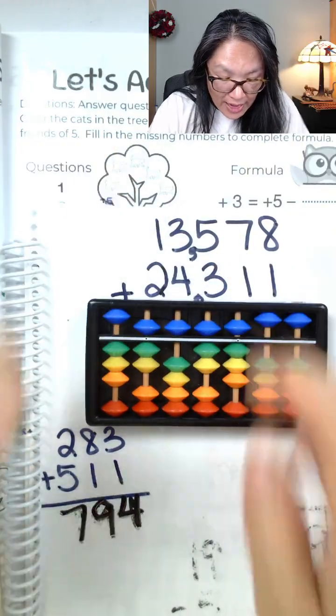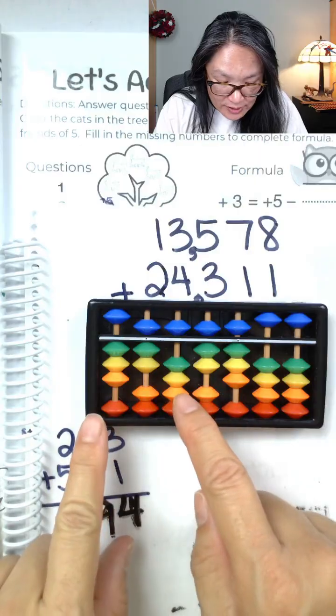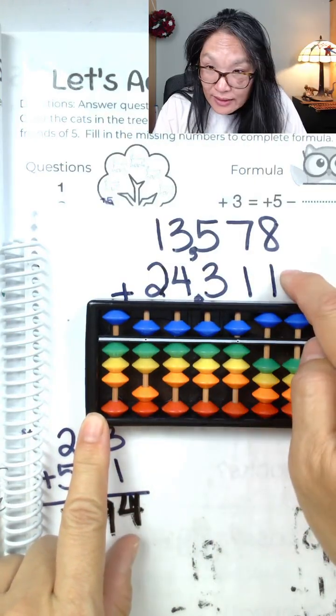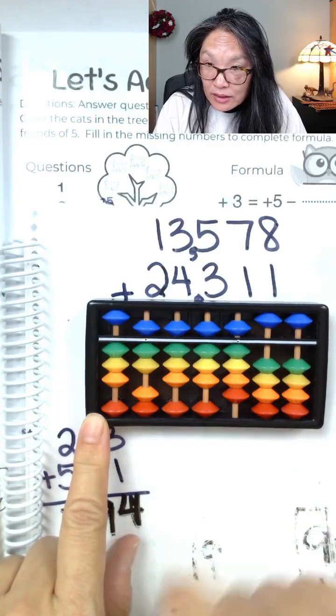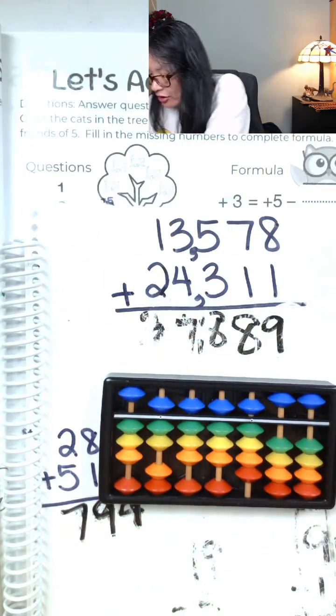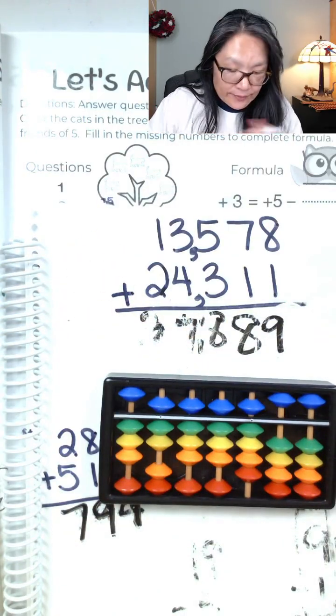And then we add the 3. Can I add the 3? Yes, I'm going to add the 3. Can I add the 1? Yes, I'm going to add the 1. And again, can I add the 1? Yes, I'm going to add the 1. So my final answer is 37,889.